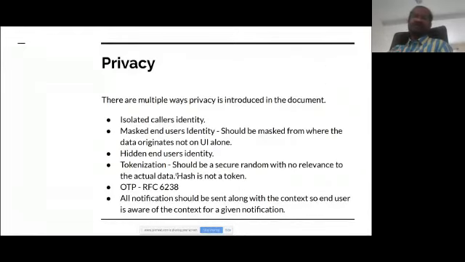So by design we isolate the caller's identity. We expect you to mask the end user's identity in quite a lot of places, which is well defined in the document. I have also defined certain concepts of anonymization and some things that you can look for in anonymization as well. If you belong to the data side of the ecosystem, I'll walk you through that as well, which could be interesting. And we also speak in quite a lot of places about tokenization.